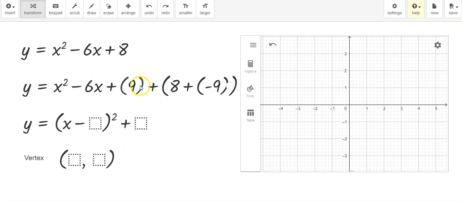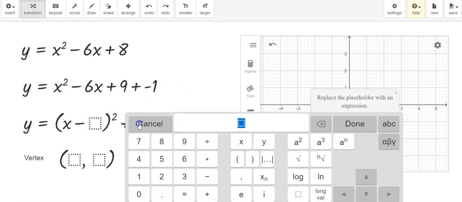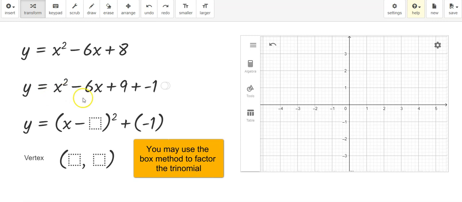The next thing you can do is clean that up a little if you'd like and just tap on the parentheses. These two numbers added together are going to give you a -1. So the number that goes here is going to be -1 in vertex form. The trinomial x squared minus 6x plus 9 can be factored into x minus 3 times x minus 3.